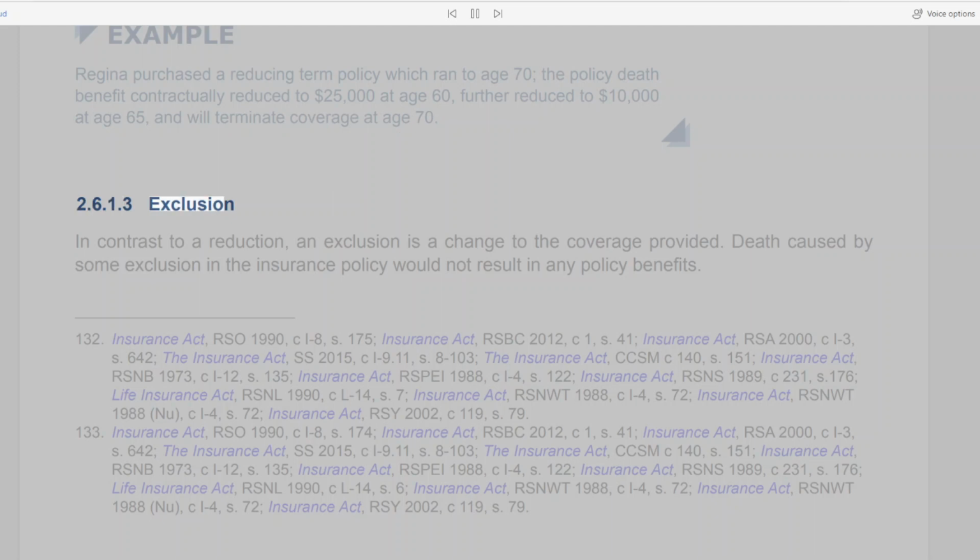2.6.1.3 Exclusion. In contrast to a reduction, an exclusion is a change to the coverage provided. Death caused by some exclusion in the insurance policy would not result in any policy benefits.